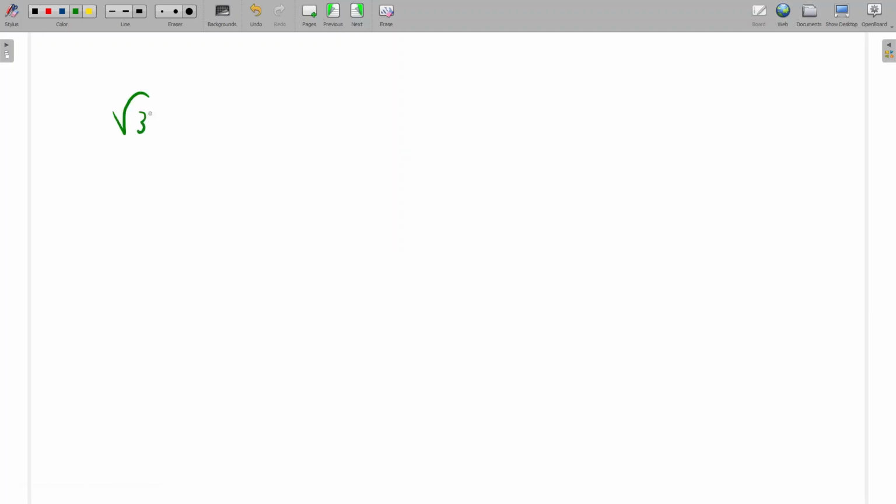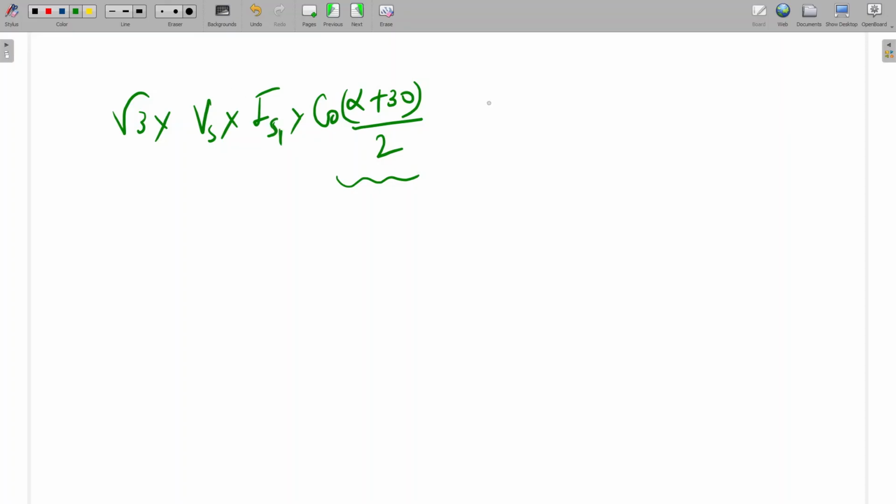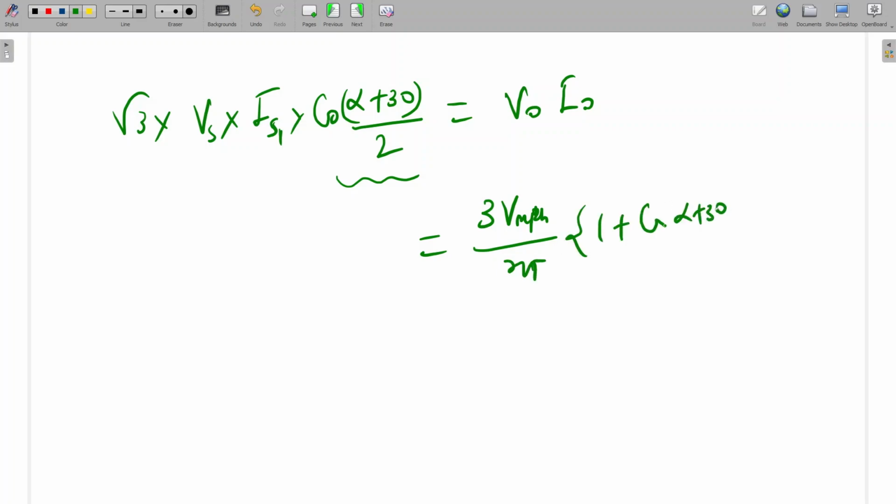So root 3 into Vs into IS1 into cos of (alpha plus 30) by 2. What is the displacement factor there? This we have to remember. Is it clear? Yes, sir. This is equal to V naught I naught. So what is V naught? V naught is equal to 3 Vm phase by 2 pi times (1 plus cos(alpha plus 30)). This only was there for that case.